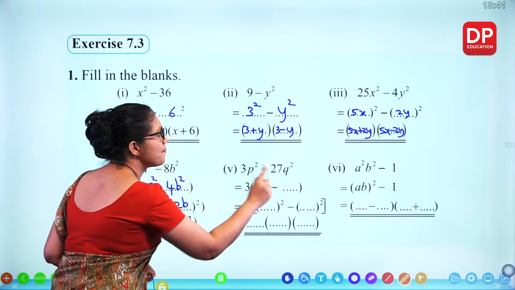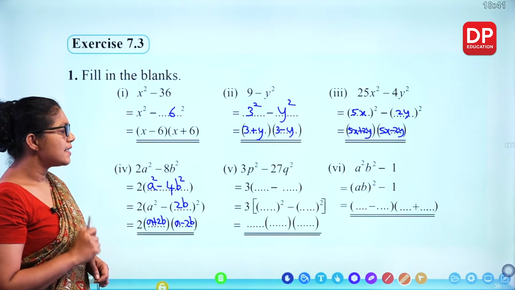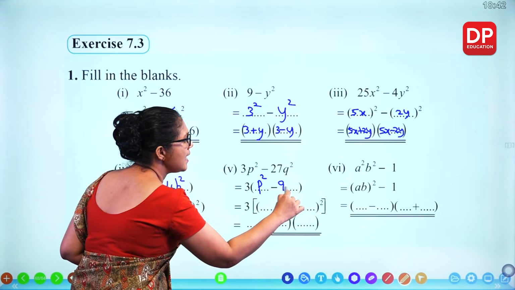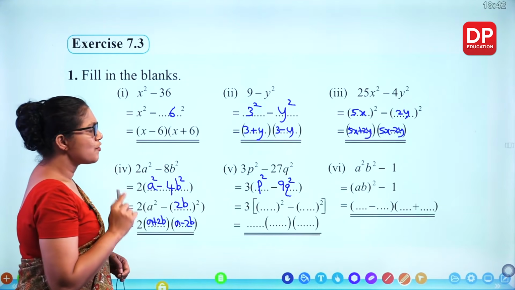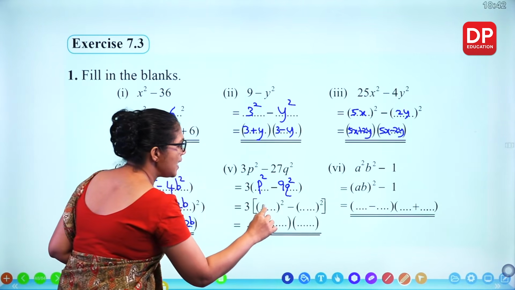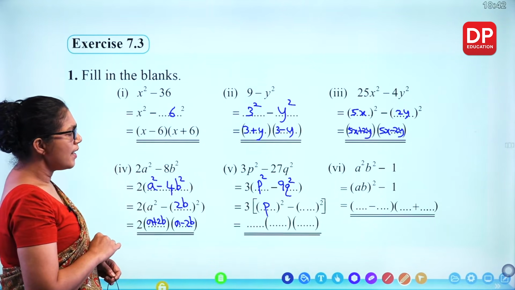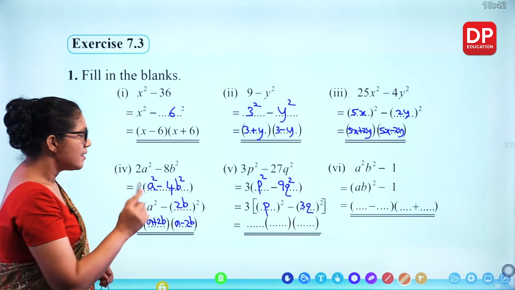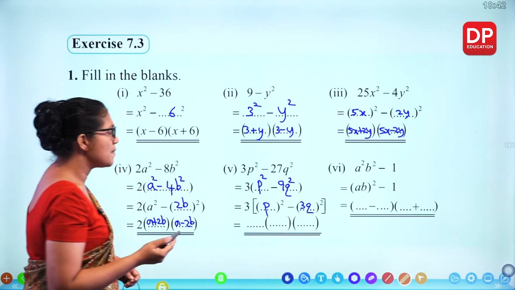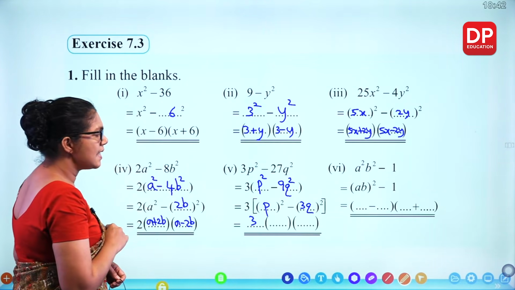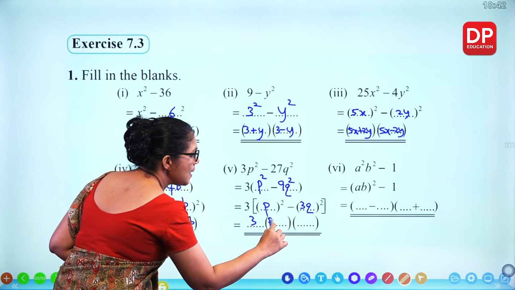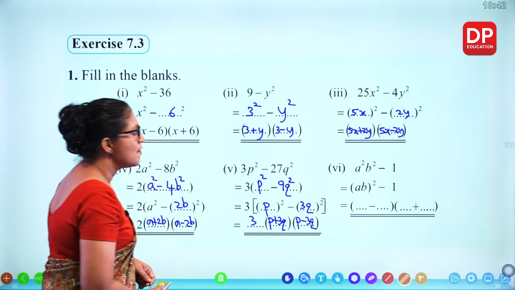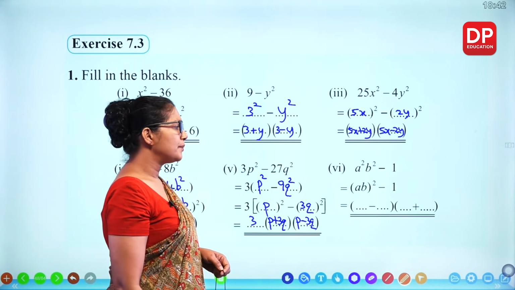Now here, look at this one. 3 is common. Take it out. So, what's remaining? P squared minus 9q squared. Again, try to write down as a square term. P, I can write p squared. What about 9q squared? I can write 3q whole thing squared. Now again, this is difference between two square terms. I can write this 3 as it is and then write down p plus 3q and p minus 3q as the factors.